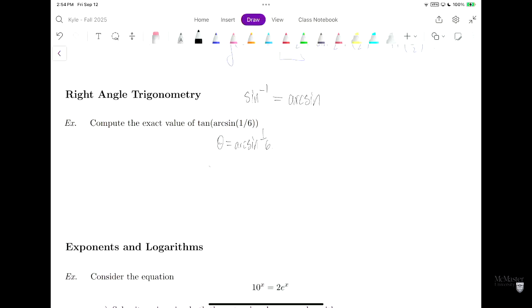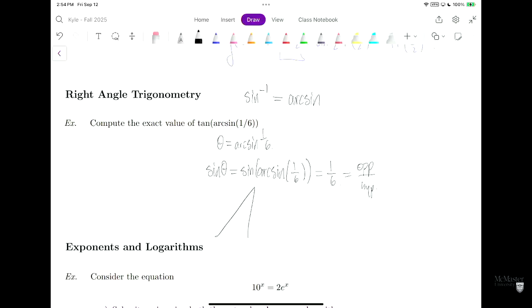Let's take the sine on both sides. So sine of theta is going to be the sine of the arc sine of 1 over 6. 1 over 6 is between negative 1 and 1, so that's in our domain, and it's going to cancel. Sine of arc sine just goes away. So sine of theta is 1 over 6. Remember, that's equal to our opposite side over our hypotenuse.